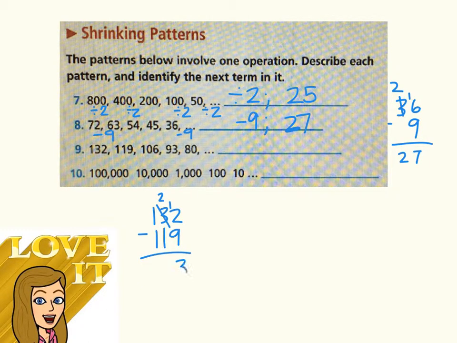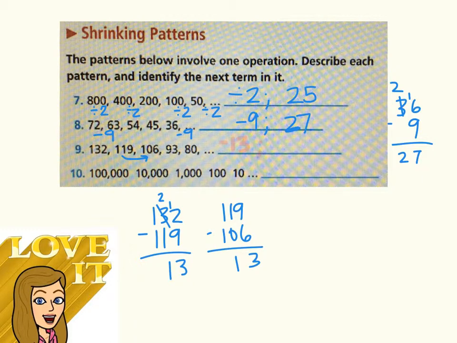Borrow, 12 minus 9 is 3, 1, 13. Okay, so let's see if that works for the next one. So they're subtracting 13 each time, possibly. So I'm trying this next term, 119 minus, excuse me, 119 minus 106, to see if the difference is, yay, 13. Okay, so the rule is subtracting 13 each time.